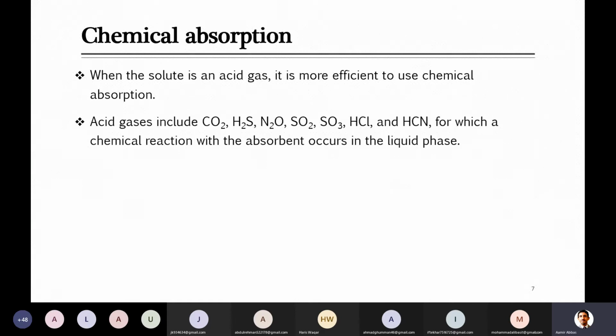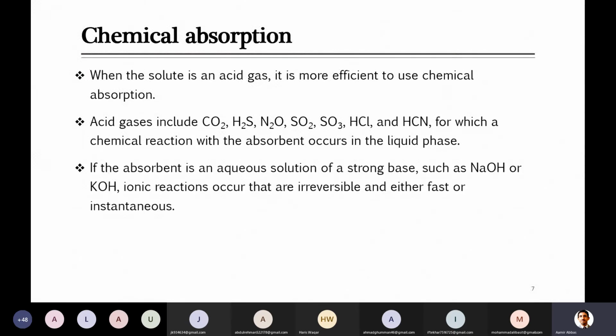The acid gases which you will normally be dealing with include CO2, H2S, and SO2. For example, HCl and HCN vapors you may want to absorb also come under the acid gases. If you are using an aqueous solution as absorbent, we also discussed that NaOH and KOH solutions in water can be used as absorbents.